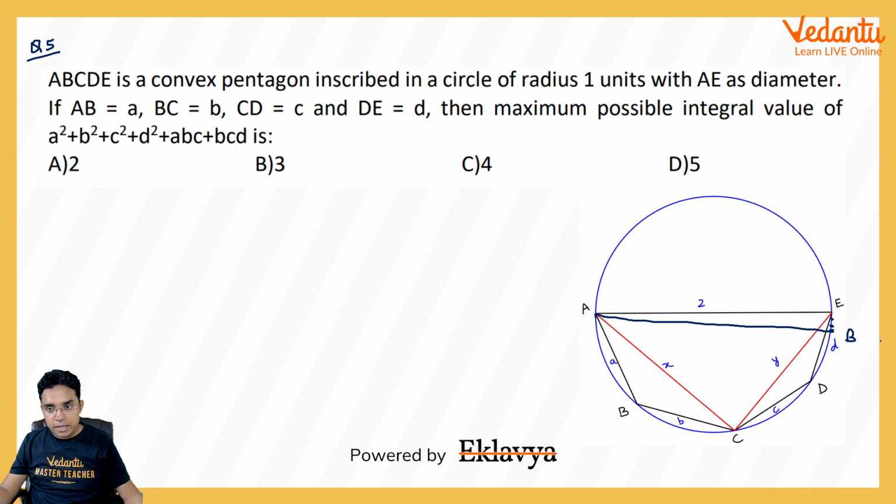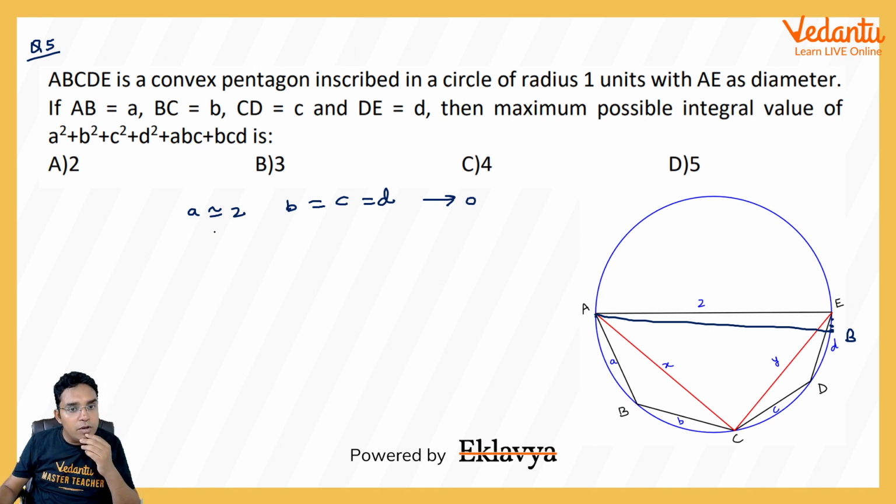Okay, so you can see in this case all the sides except A. So this A will be almost equal to 2, B, C and D, they can be thought of as tending towards 0. B, C, D can be thought of as tending towards 0. So in this case, if you think of this, A square will be 4, yes, others will be 0, 0, 0. So again, I think we are tending towards 4.